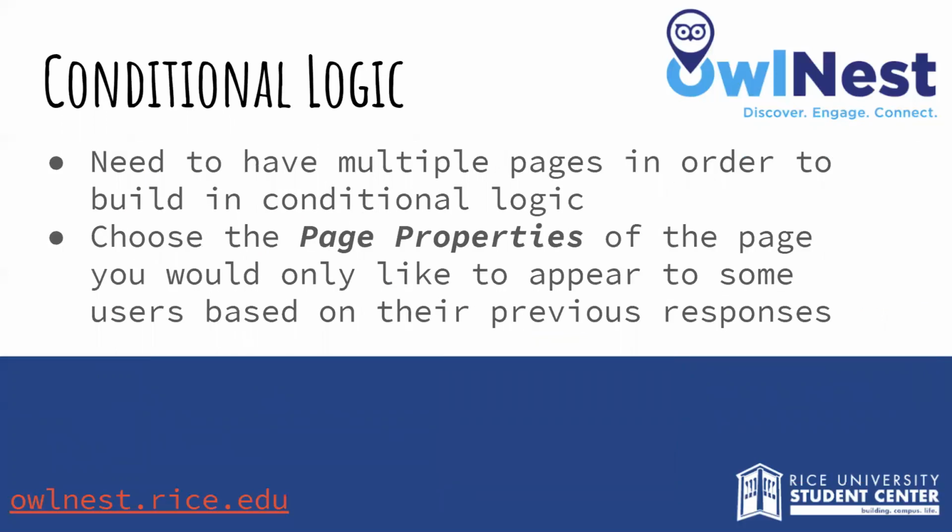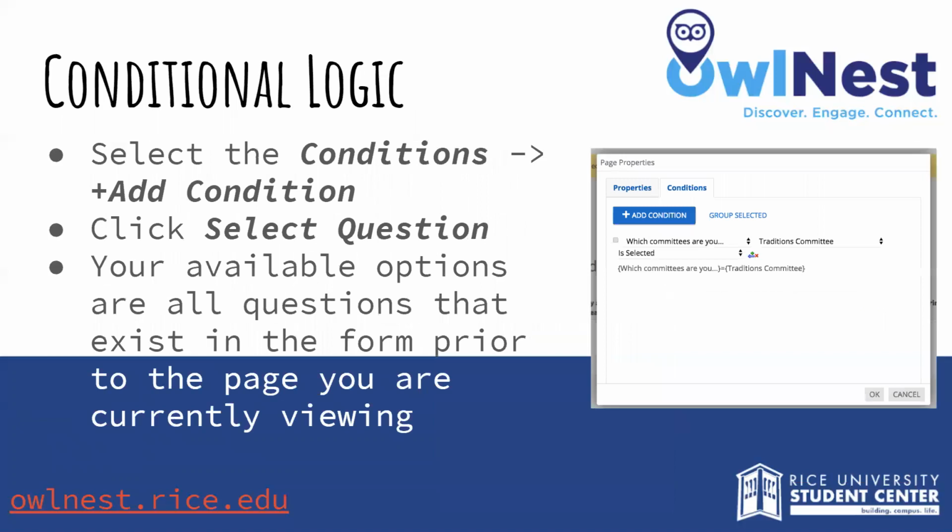To add conditional logic to your form, you first need to have multiple pages to add the logic to. Then choose the page properties of the page you would only like to appear to some users based on their previous responses. In the page properties, select Conditions and Add Condition. Then choose Selection Question. This lets you select any of the questions that exist in the form prior to the page you are currently viewing.